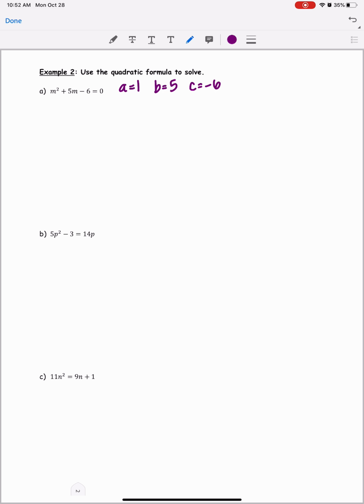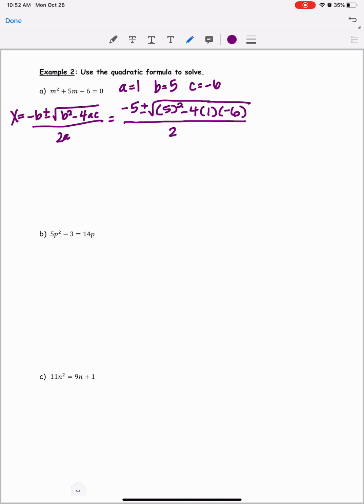So my quadratic formula is x equals -b plus or minus the square root of b squared minus 4ac all over 2a. So substitute in your values. We've got -b, so -5, plus or minus the square root of b, which is 5 squared. And notice I'm putting that in parentheses. It's a good habit to get into. B squared minus 4 times A times C. And it's not square root over 2A. It is all over 2A.